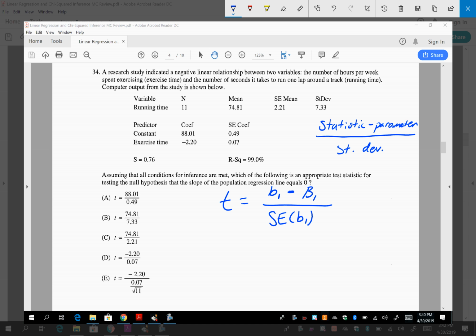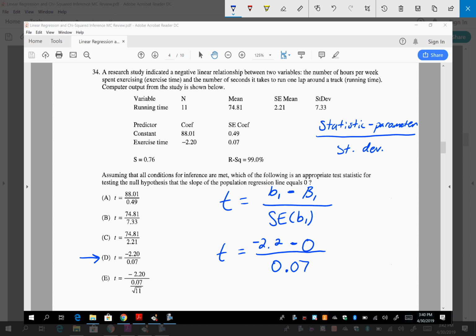Okay, now Nadia already told us that the big B, beta sub 1, is 0, so that's replaced with 0. What is B sub 1 equal to? What is our slope from our statistics here? Very good. You see how you look at exercise time, and it's negative 2.2 over 0.07. Very good. And I believe if you set that up, you will see that the answer is D.